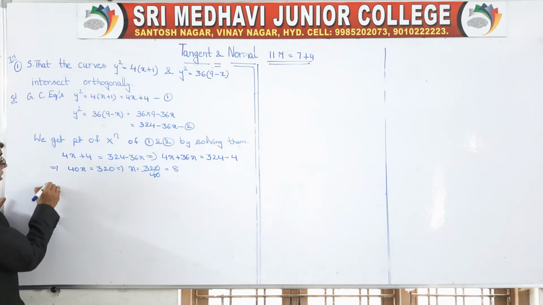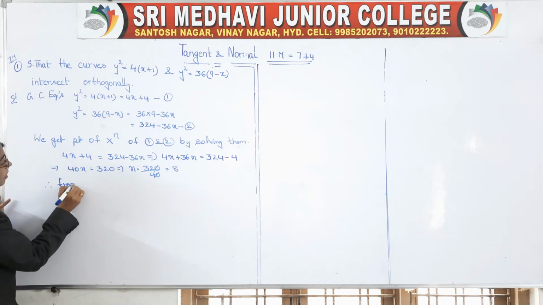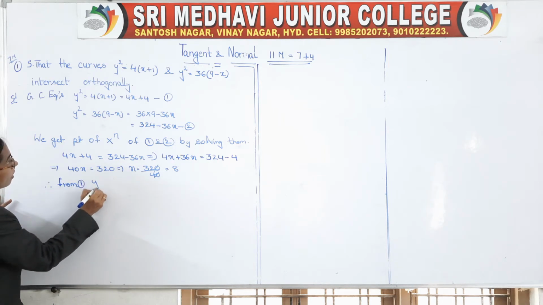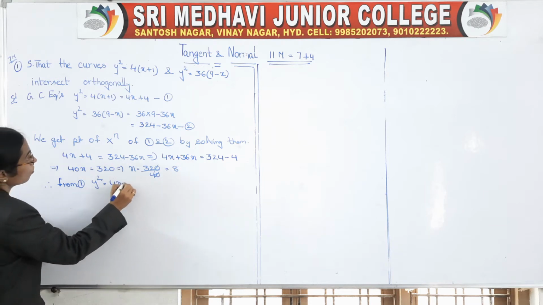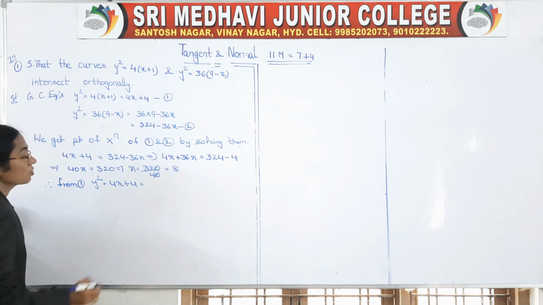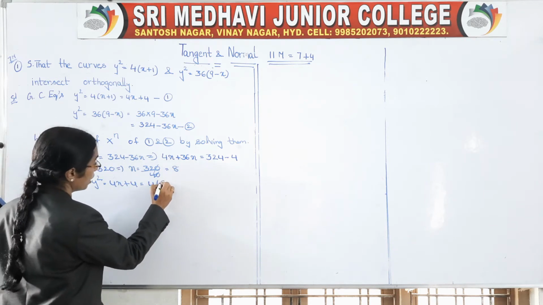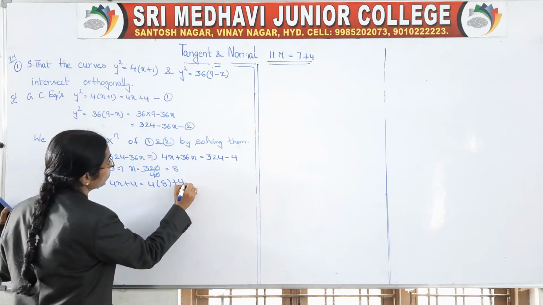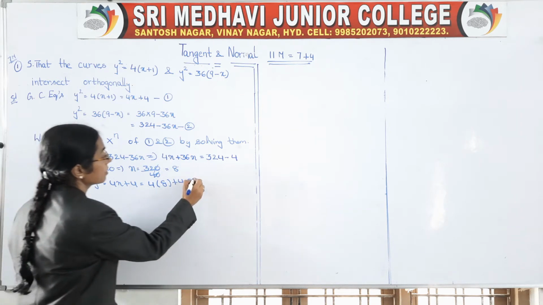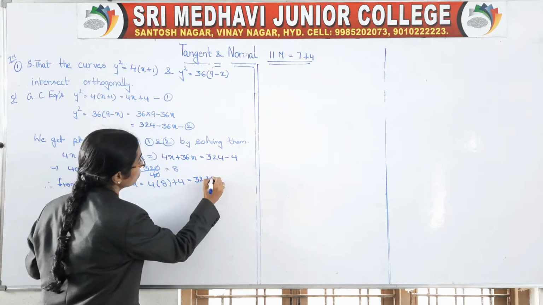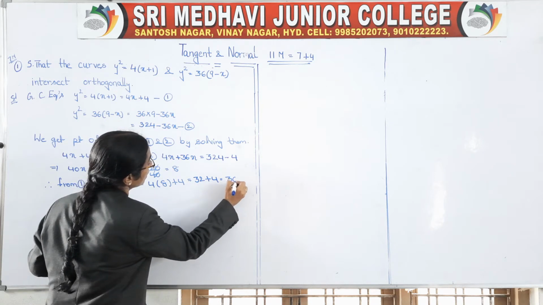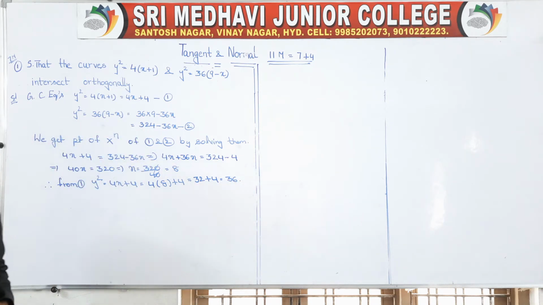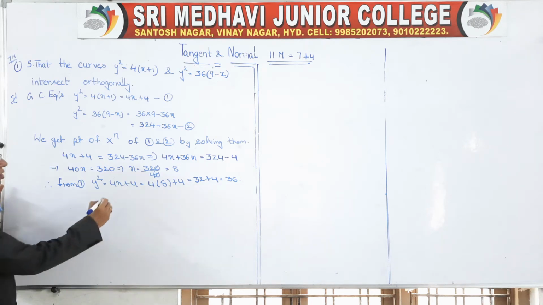Now try to get y. From 1, what is our first curve equation? From 1, y square is equal to 4x plus 4. So 4 into x is 4 into 8, that is 32, plus 4 is equal to 36. So this is y square.